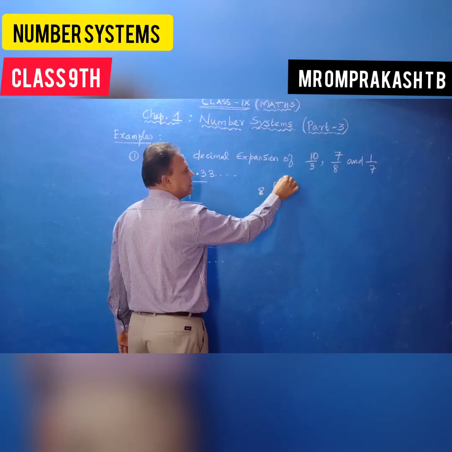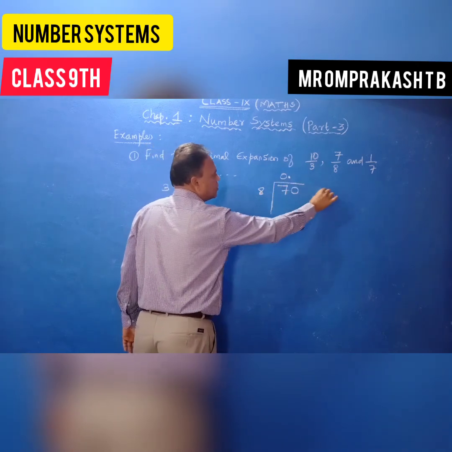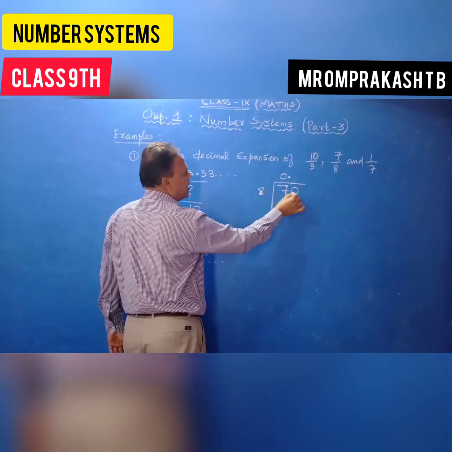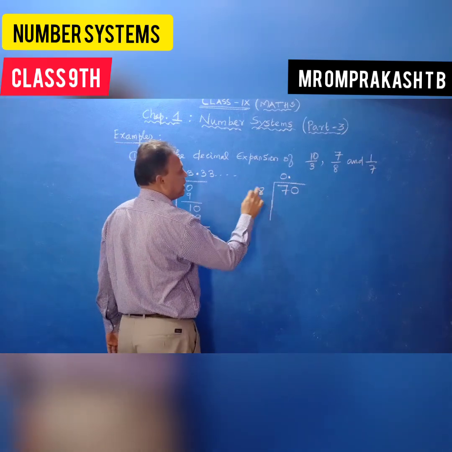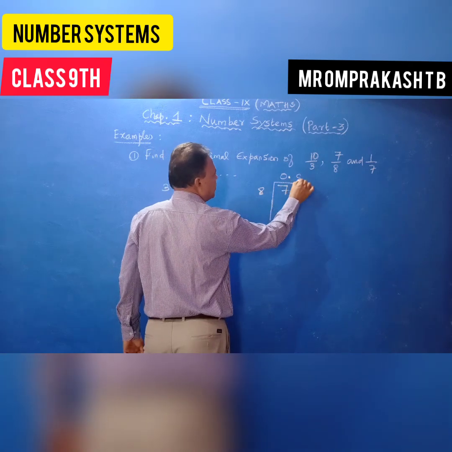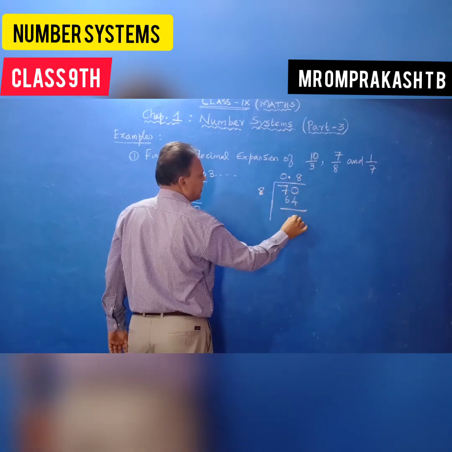So we cannot divide. So give point, means 1 0 you add. 0 0 0, as many 0s you can add. Put 1 point. Clear? So now in 8 how many 8s? 8 8s are 64. So 8. 64. Clear? Now what is the remainder?